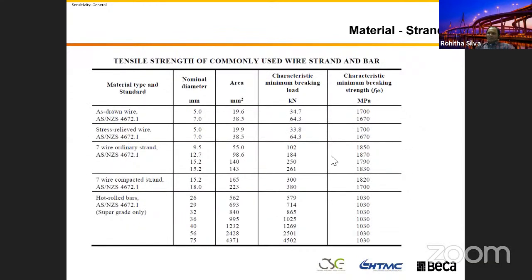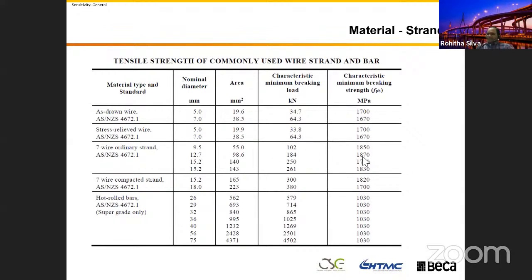And the other thing, the common type of strands we use in this bridge construction is the stress relieved 7-wire strand. I'm not going to go into this detail. I put this one, the diameter varies from 9.5 to 15.2. There are some strands with 15.6 as well. And the common types are 12.7 and 15.2 in bridge construction. Their areas are 100 and 143 square millimeters.